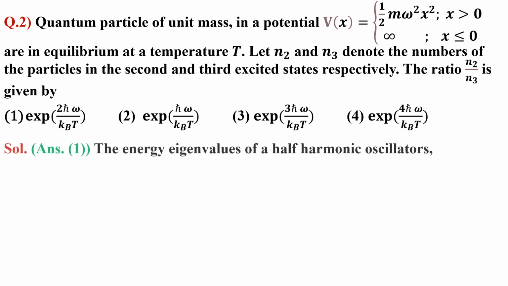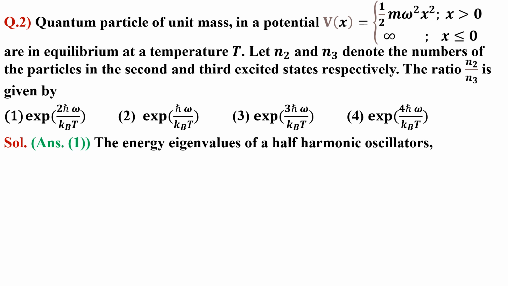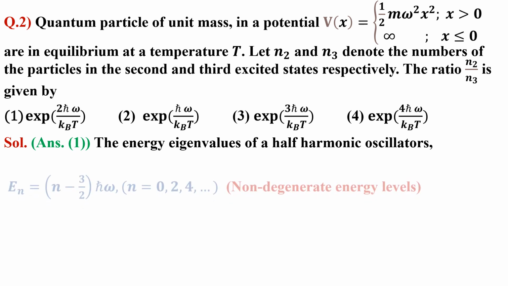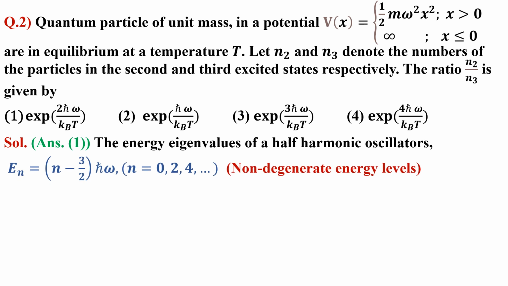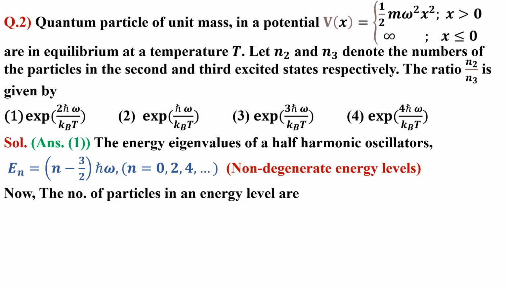Solution. The energy eigenvalues of a half harmonic oscillator are En equals bracket n minus 3 by 2 h cross omega, where n equals 0 to 4, and these eigenvalues are non-degenerate energy levels. Now the number of particles in an energy level is Ni equals Gi exponential minus Ei upon kBT according to Maxwell's law, where Gi is the degeneracy of the ith level.